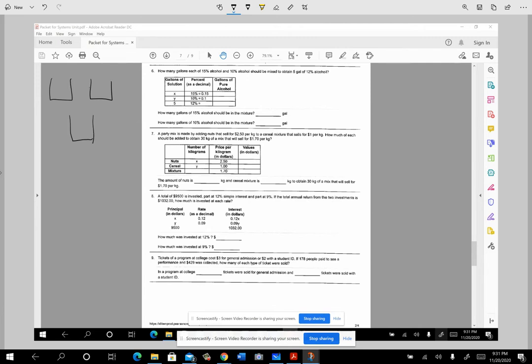So it says how many gallons of each, a 15% alcohol and a 10% alcohol solution, should be mixed to obtain 5 gallons of a 12% alcohol solution. So here's what they're talking about. You don't know how much of each, but what it gives you is the concentration of alcohol in the solution. So it's mostly water with 15% alcohol. And so you're going to have a certain amount of each of those, and you're going to put them together, and you're going to get this new solution.